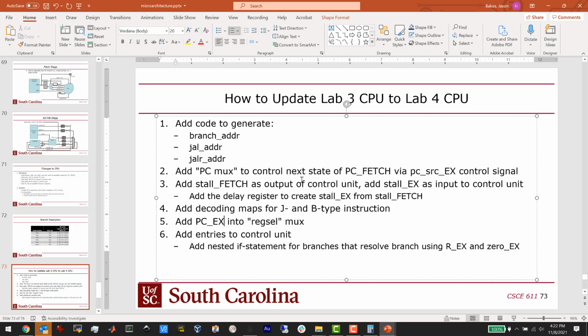What again is PC source? That tells where to go next. If PC source is 0, it means just go to the next instruction. If PC source is anything other than 0, it means you're going somewhere. You're changing control. You're either going to a branch target or a jump target.